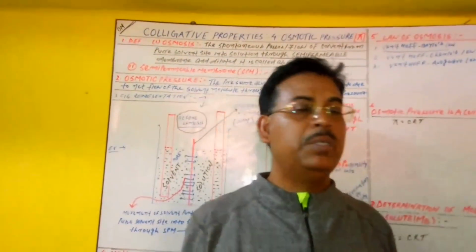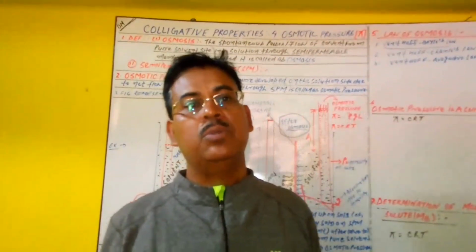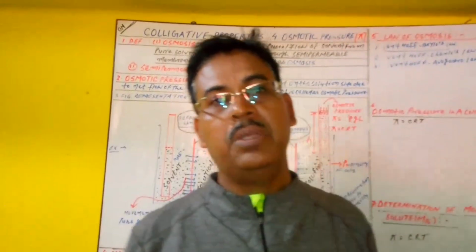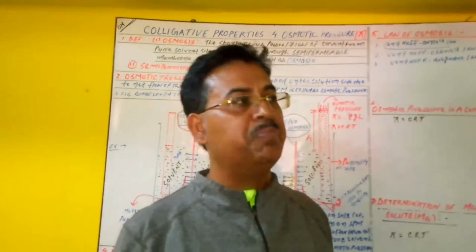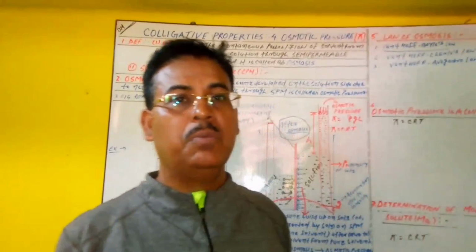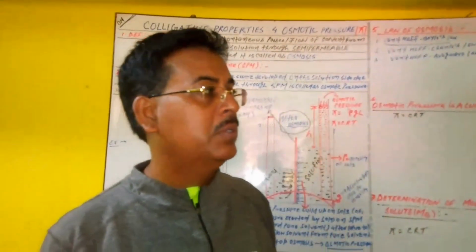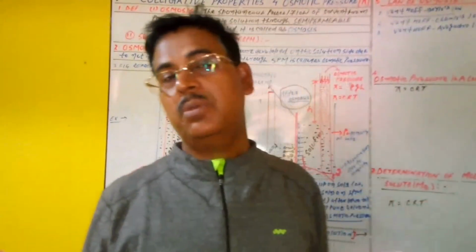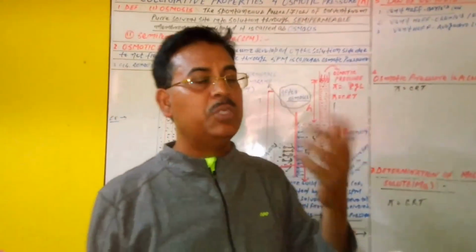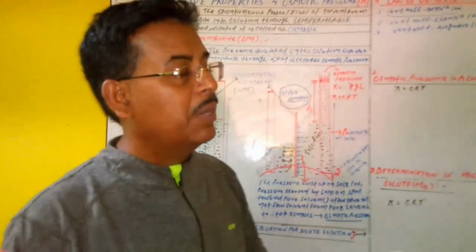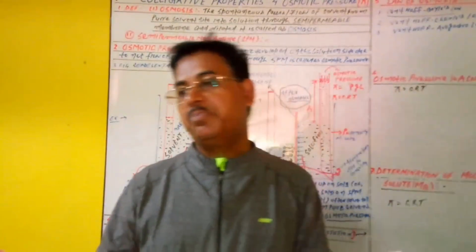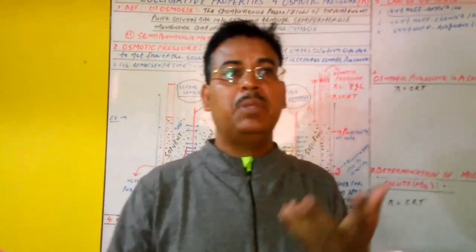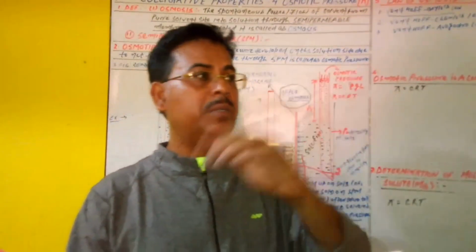Now today we study the fourth colligative property, here called osmotic pressure. Before osmotic pressure, we already studied what a colligative property is. First is known as relative lowering of vapor pressure, establishing the relation (P naught A minus PA) by P naught A equal to chi B, and so on.